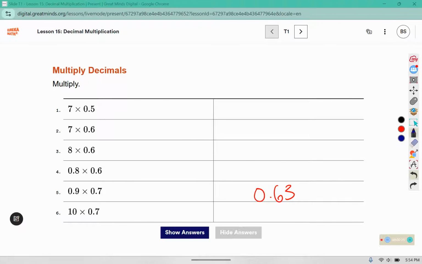For this next one, we have 10 times 0.7. 7 times 0 is 0. 7 times 1 is 7. It has 1 decimal place in the question, so it needs 1 in the answer for 7.0, or just 7.